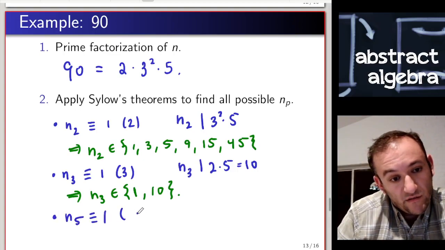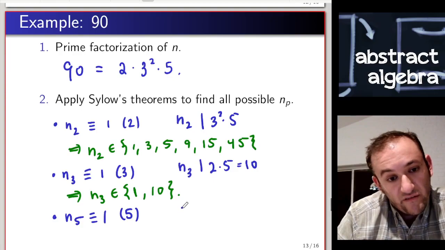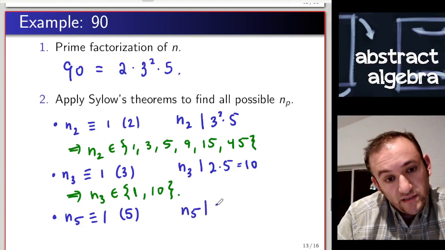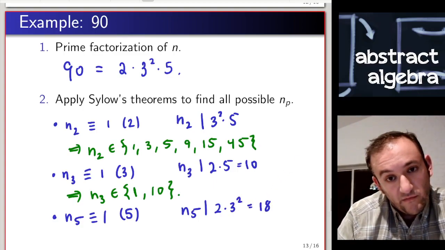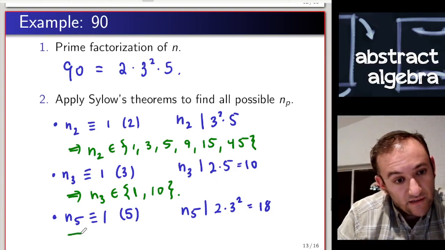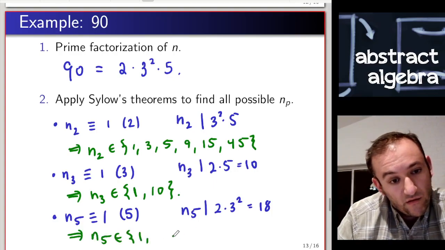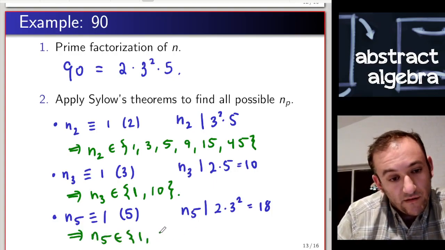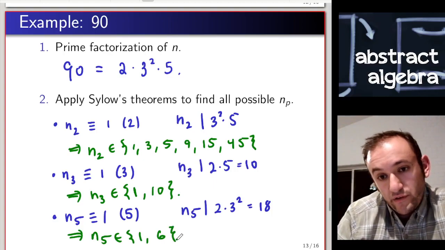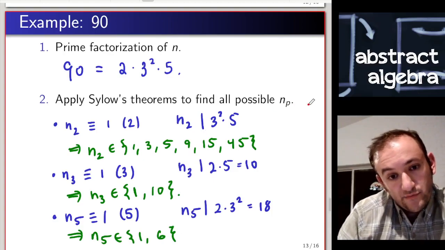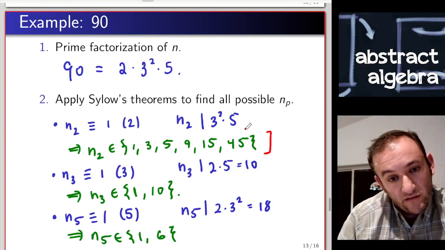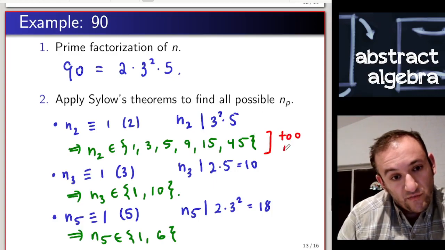And one more is n5 congruent to 1 mod 5, and n5 divides 2 times 3 squared, which is 18. So this tells us that n5 could be 1, or it could be 6. And no other integer satisfies those two. So this is probably going to be too messy to deal with. There are just too many options.